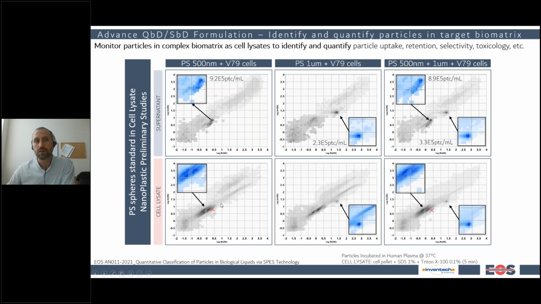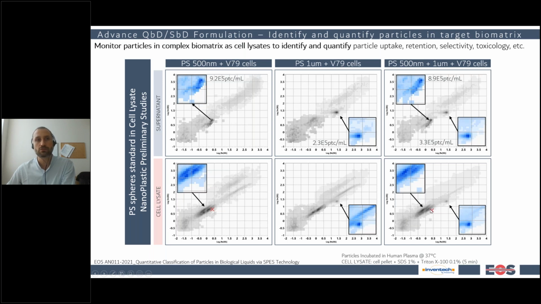But the most important thing is that we are able to appreciate the presence of the particles, for example, a small population of 1 micron polystyrene, again also in the mix. But we are also able to identify that there are half-micron polystyrene particles, but they are no longer in the same position as before. So it is more or less like a puzzle.